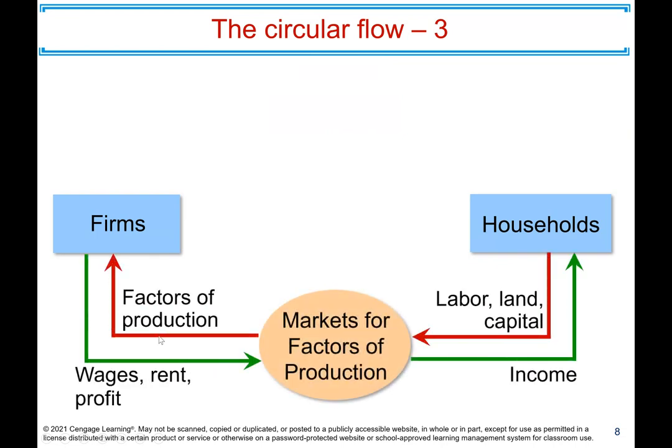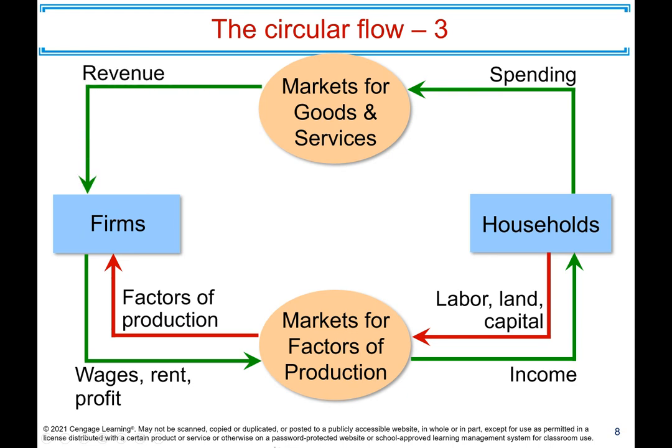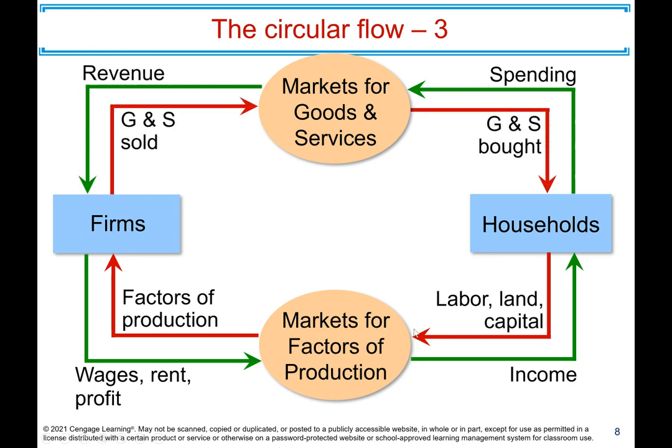And so households sell or lease out their resources through the factor market to the firm. The firm pays for this by way of rent, wages, and profit, which flow through the factor market back into the household. The household will spend this income, we call this consumption spending, on the goods and services that businesses produce. So businesses receive that as revenue.